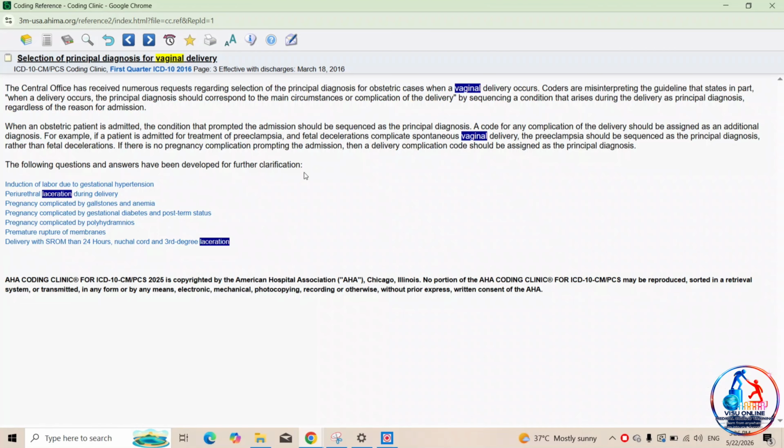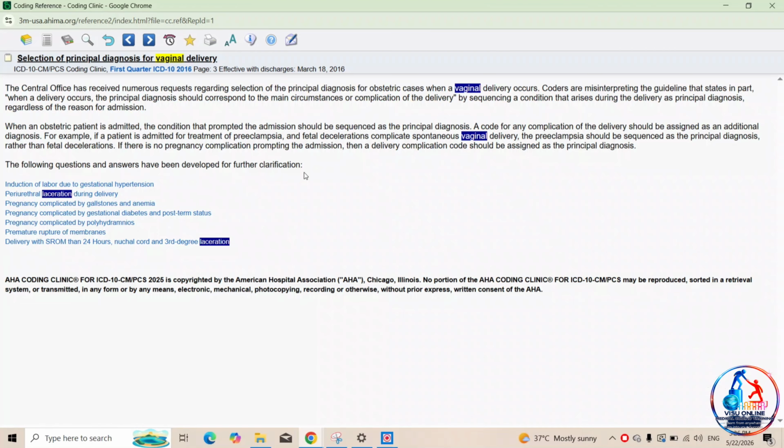When an obstetric patient is admitted, the condition that prompted the admission should be sequenced as the principal diagnosis. A code for any complication of the delivery should be assigned as an additional diagnosis. For example, if a patient is admitted for treatment of preeclampsia and fetal deceleration complicates a spontaneous vaginal delivery, the preeclampsia should be sequenced as the principal diagnosis rather than fetal decelerations.